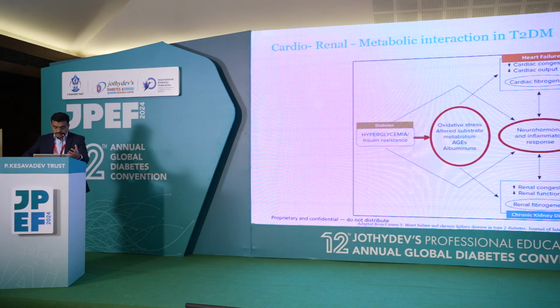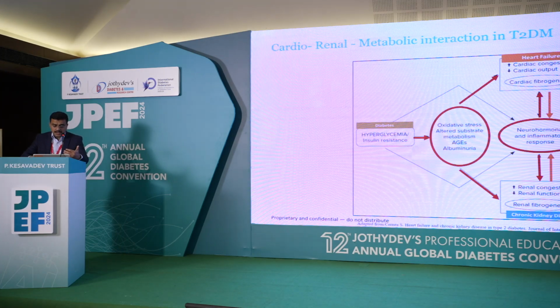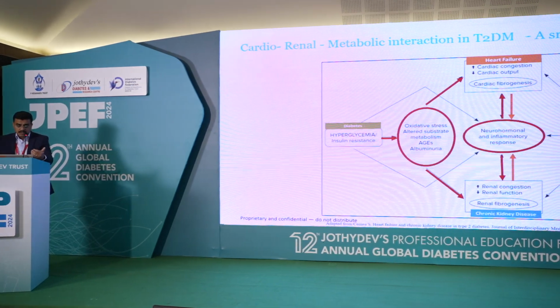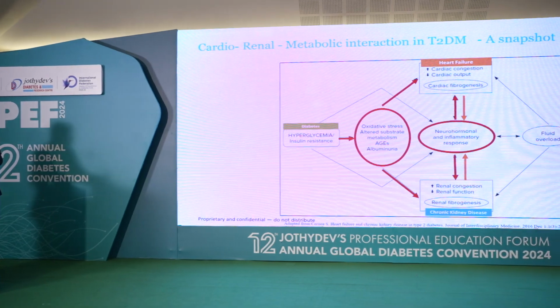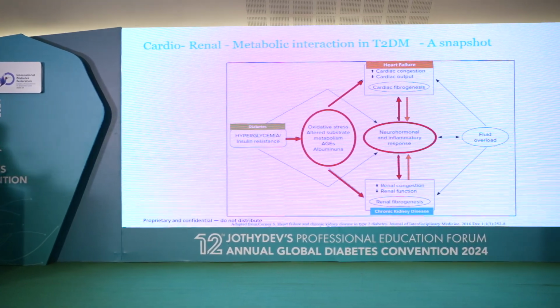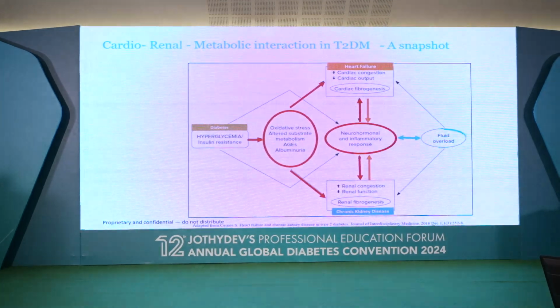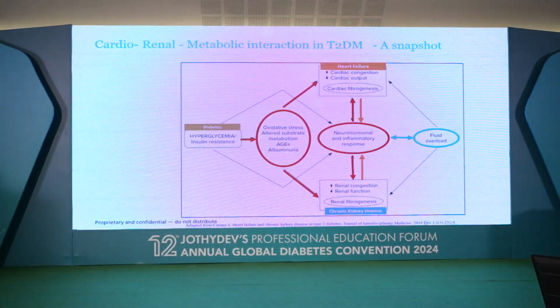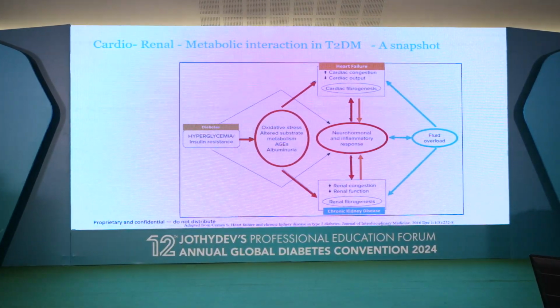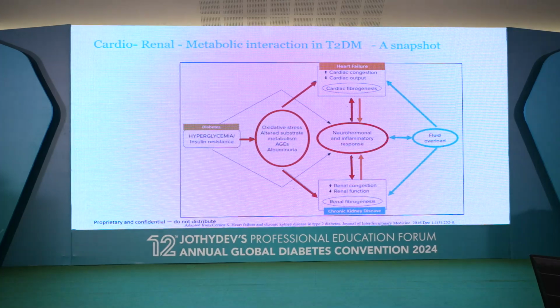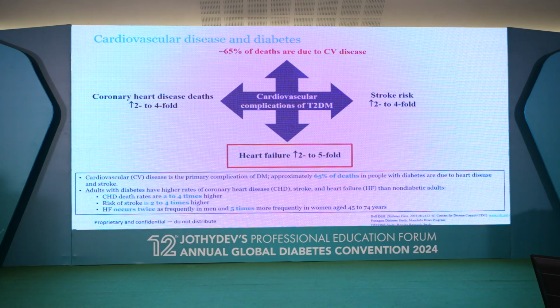Then further, this heart failure or the cardiac and renal fibrogenesis actually reverses back into the pathogenesis of the neurohormonal and inflammatory response and increases its severity, and finally it leads to a fluid overload kind of scenario, which in turn again increases the cardiac failure and chronic kidney disease. So finally it becomes a vicious path that self-propagates itself to a severe condition.